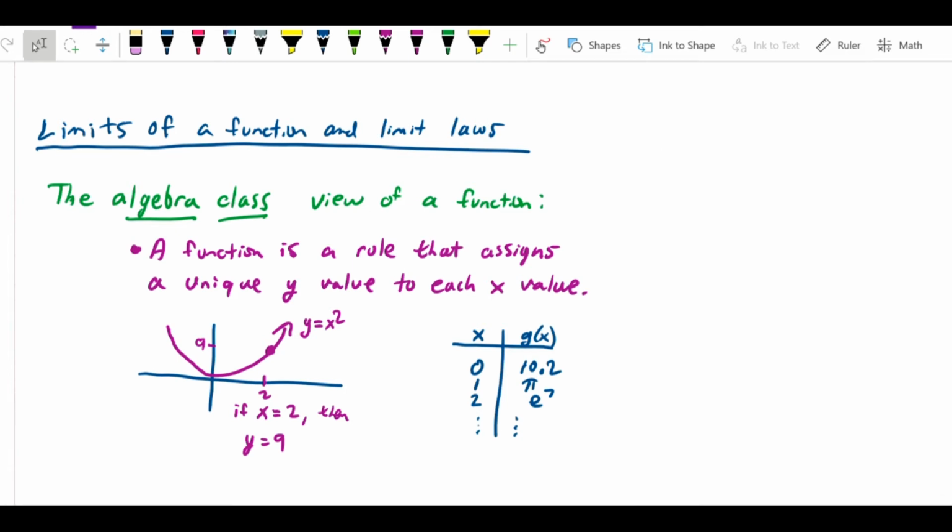The topic is limits of a function and the limit laws. When we talk about limits of a function, I want to go back briefly to what you learned about functions in algebra class, just to give you the contrast. So I've put up what's really the algebra class view of a function.